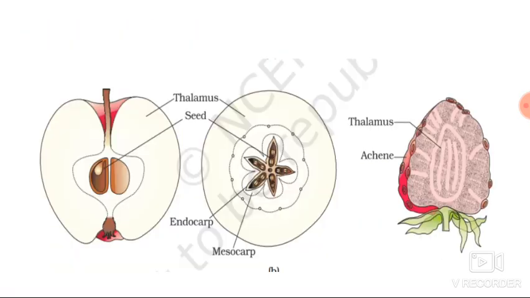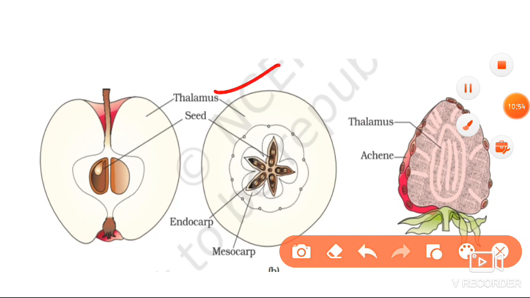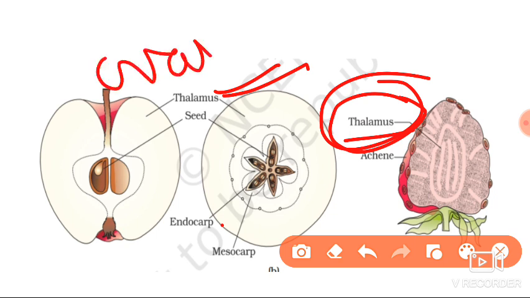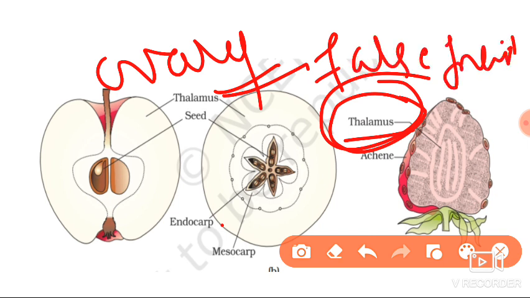Here they have given a diagram, you can see here the thalamus. It is not the ovary, it is the thalamus. You can take strawberry also as an example here. Because of this involvement of the thalamus in the formation of the fruit, the ovary alone is not involved. Such fruits we call false fruits. Please remember, false fruits means that not only the ovary is involved in the formation of the fruit, along with it some other part, for example the thalamus, is involved.